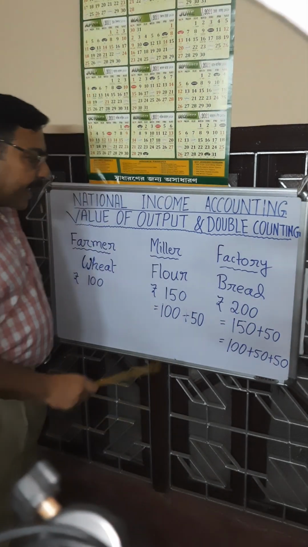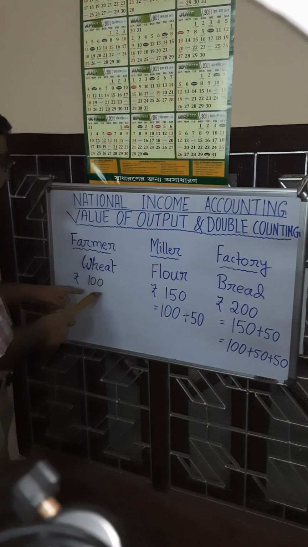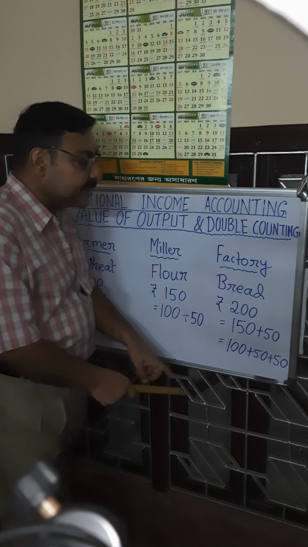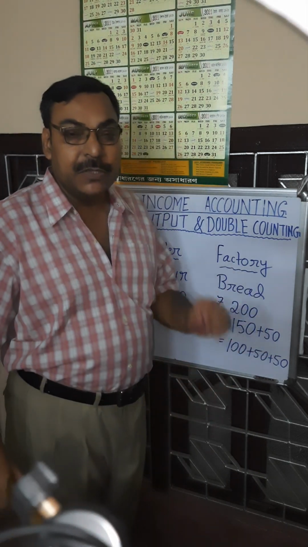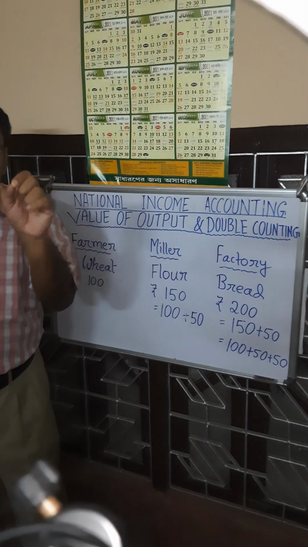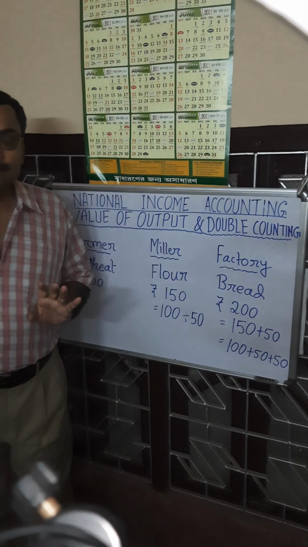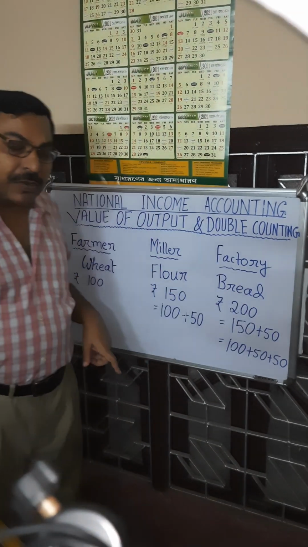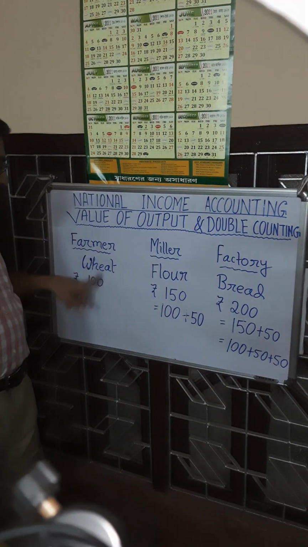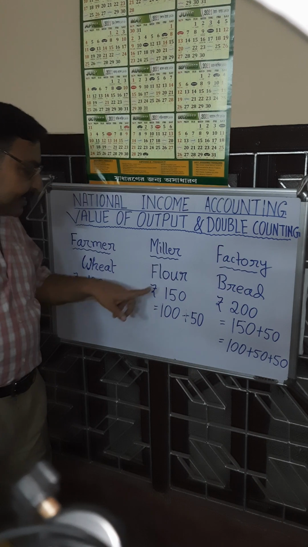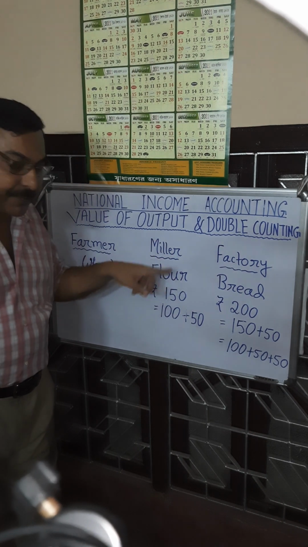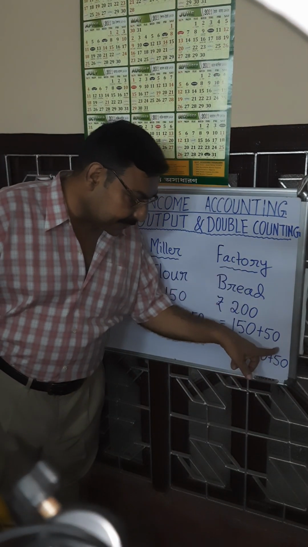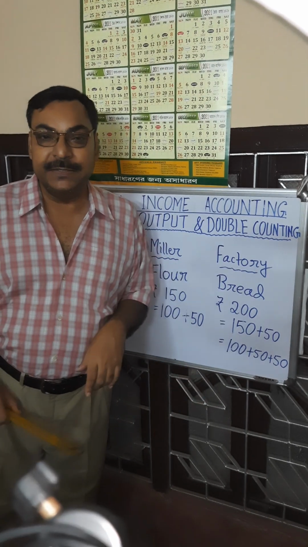So only consider value added by each stage. Here, farmer adding value by 100, miller adding value by 50, factory adding value by 50. So 100 plus 50 plus 50, again 200 is coming. So either consider value of final good, you will get 200, or consider value added in each stage. Here in this stage value added 100, second stage where the miller is the producer, value added 50, 100 plus 50, and value added by factory is 50, plus 50, total 200.